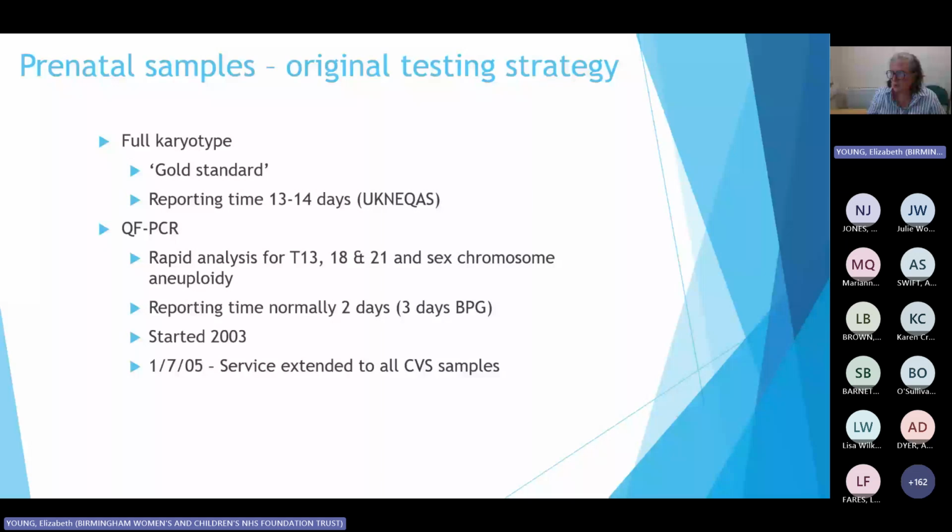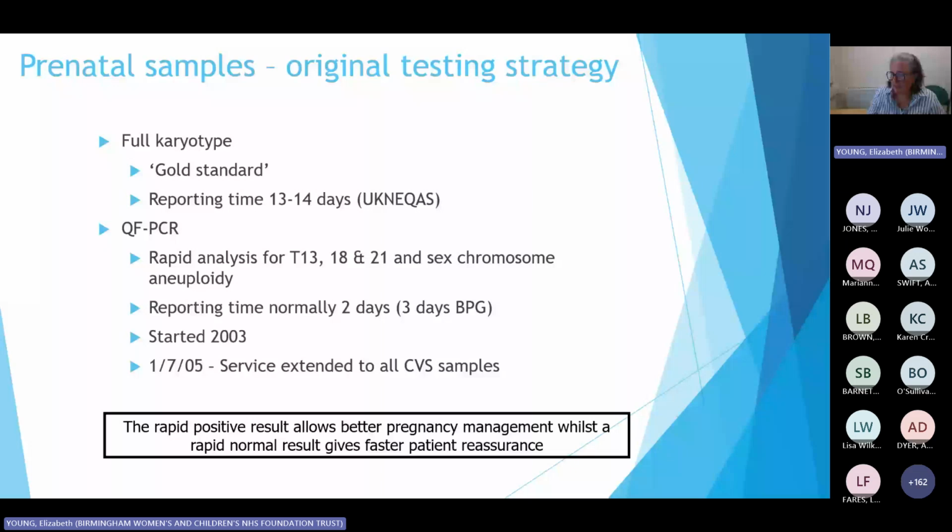QF PCR has been offered since 2003. In 2005, the service extended to all CVS samples. So for 20 years now, QF PCR has been the frontline test for trisomy 13, 18, 21 for anybody who has an invasive test. And this rapid positive result allows better pregnancy management, whereas a rapid normal result gives faster patient reassurance. So really, the benefit of it is a really fast turnaround, 3 days, as Marianne was touching on earlier. When you're in this pathway, the difference of 10 days to get a result is quite significant.